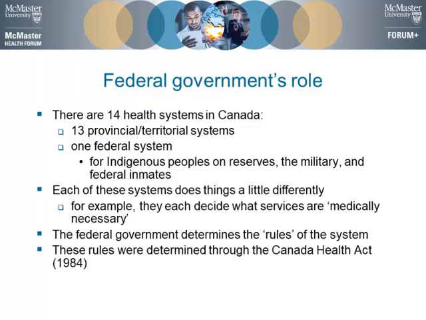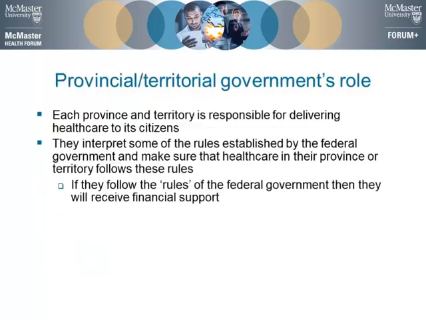Each of these systems does things a little differently. For example, they each decide what services are medically necessary. The federal government determines the rules of the system. These rules were determined through the Canada Health Act. Each province and territory is responsible for delivering healthcare to its citizens. They interpret some of these rules established by the federal government and make sure that healthcare in their province or territory follows these rules. If they follow the rules of the federal government, then they will receive financial support.